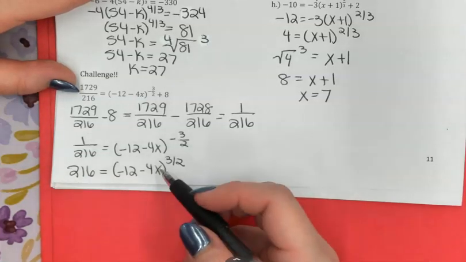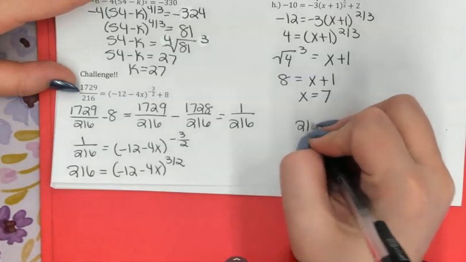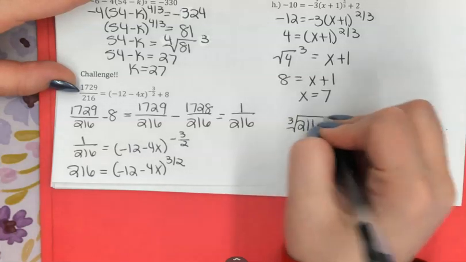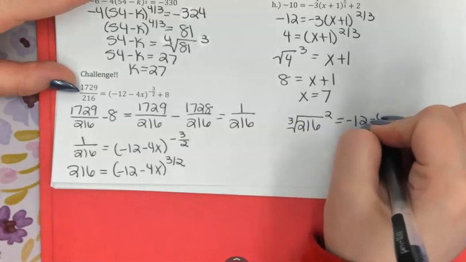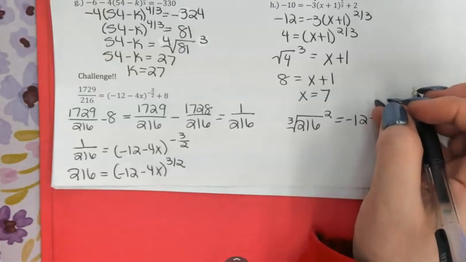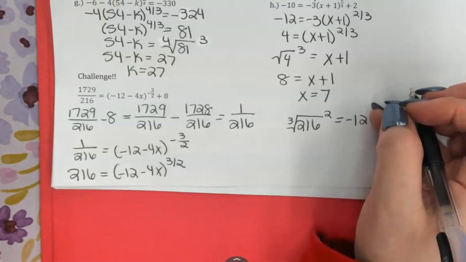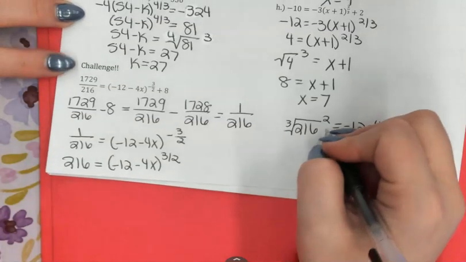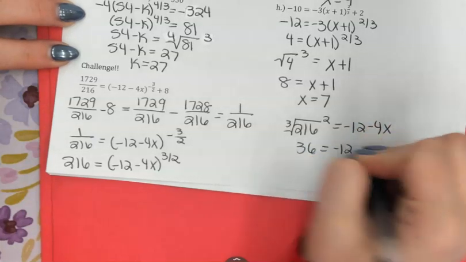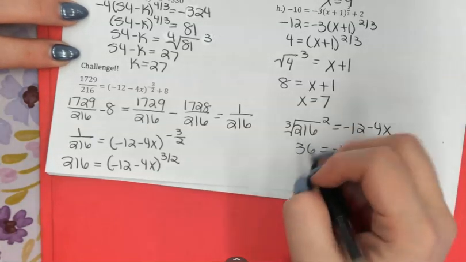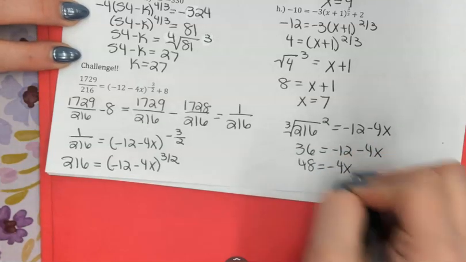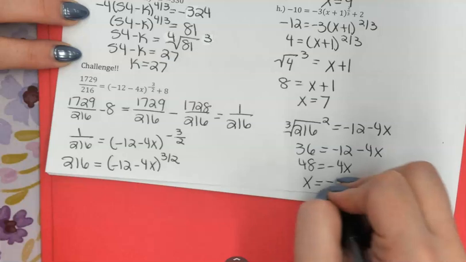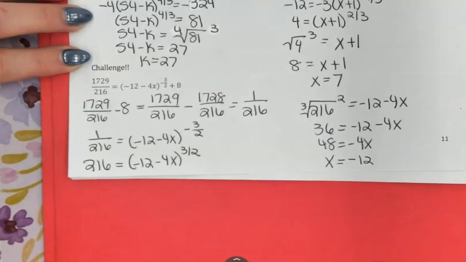Now I can do my reciprocal for my exponent, so 216 to the 3 halves, that's going to be the cube root of 216 squared. 216 is indeed a perfect cube, and that would be one I would expect you to know. So 216 to the 1/3 power will give you 6. 6 squared is 36. So finishing solving that for x, you can add your 12, divide by -4, and you get for the final answer that x is -12.